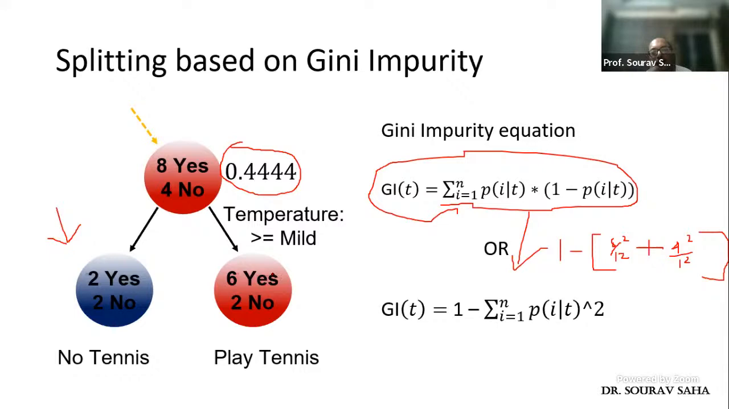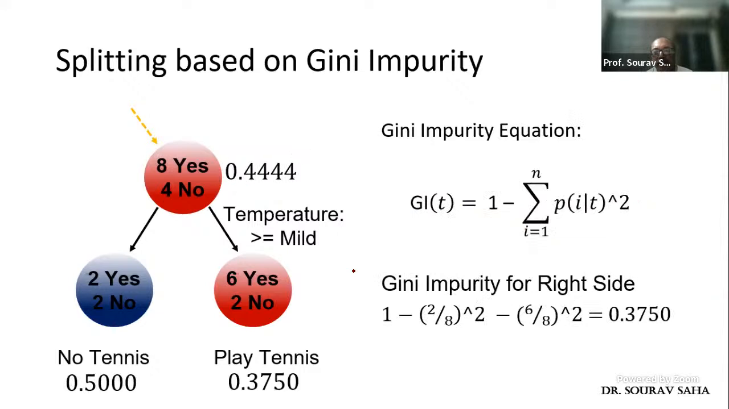Similarly, for the right hand side, it will be 1 minus ((6 by 8) whole squared plus (2 by 8) whole squared), whatever the value comes out, which is 0.375. Now that I have got the impurity values after splitting by temperature, can you tell me the amount of reduction in impurity which will happen here?